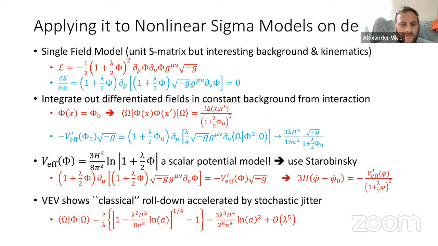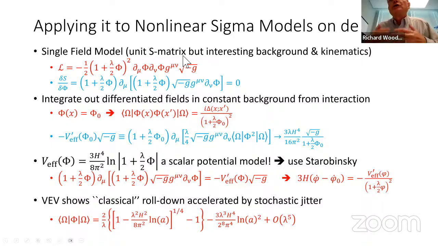So this theory looks like, if I do a field redefinition, I could define a new field, which is actually 1 plus lambda divided by 2 phi multiplied with phi, and then it will be just a free field. You know, you're right about that. If you see this first line here, I didn't mention it, and I'm sorry, I should have mentioned it. All single field nonlinear sigma models are equivalent to free fields. And that means that they have a unit S matrix.